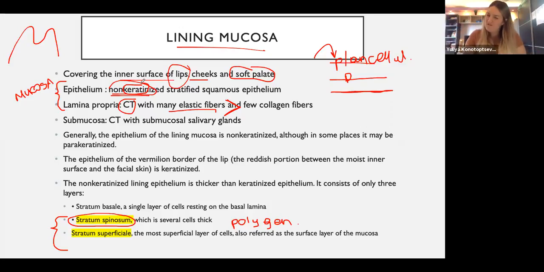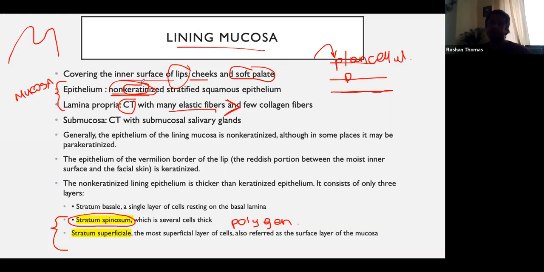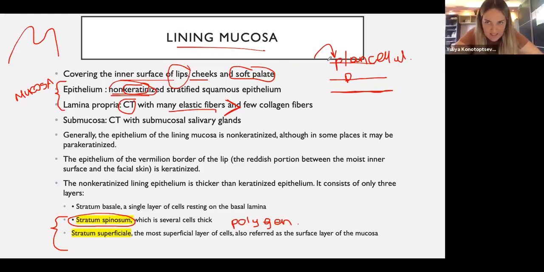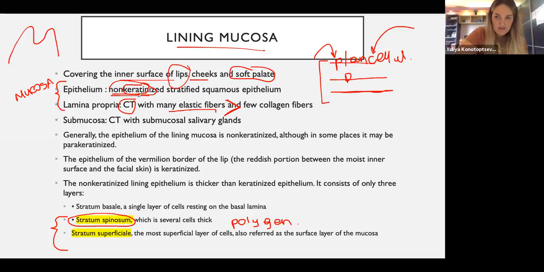But how do you know if a cell is alive? If it is alive, it must have a nucleus. So how do I know if the epithelium I'm looking at is keratinized or non-keratinized? All I have to do is look at the top layer. If the epithelial cells in this top layer have nuclei, they're alive, so the epithelium is non-keratinized. If I do not see nuclei in the top layer, they are dead, hence keratinized.